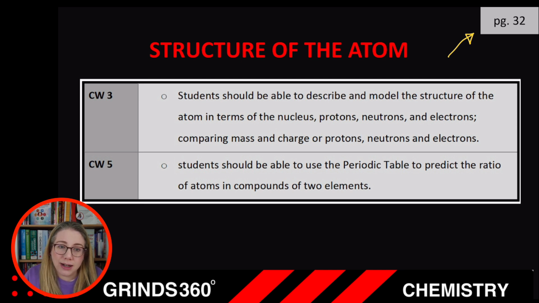And the second part, students should be able to use the periodic table to predict the ratio of atoms of compounds of two elements. Now, this section can be quite tricky for students to do. Even the Leaving Cert students don't particularly like this. So I'm going to show you the common ones that could be asked and we're just going to learn them.